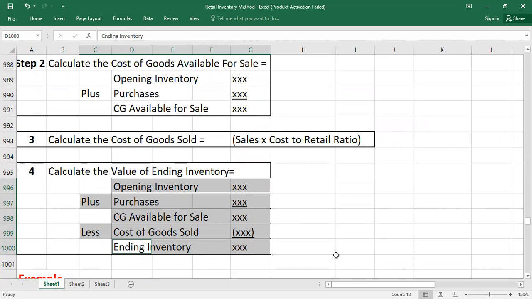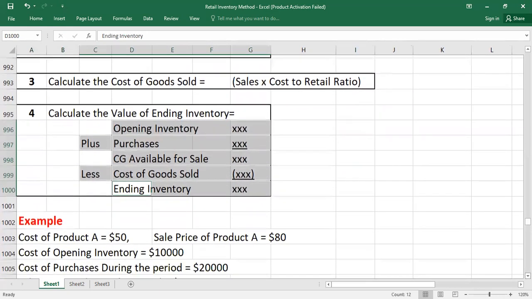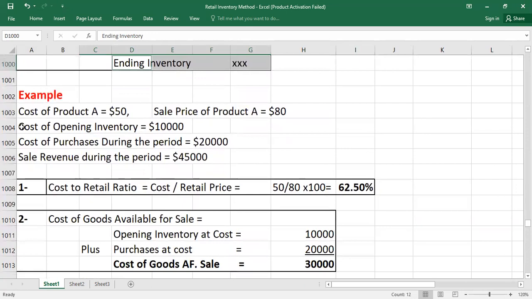So here we have a small example to practice. Let's assume we have a cost of product A which is $50, and we have a sale price of product A which is $80.